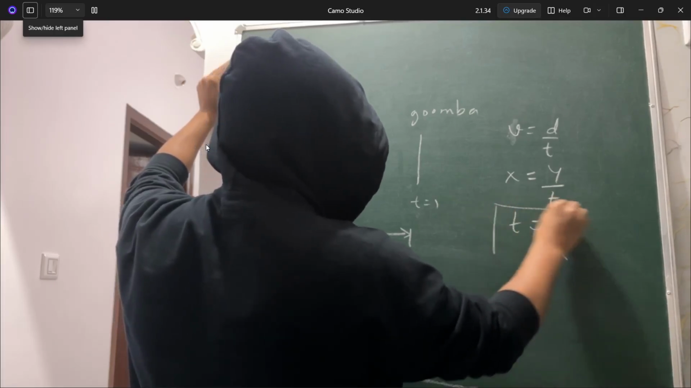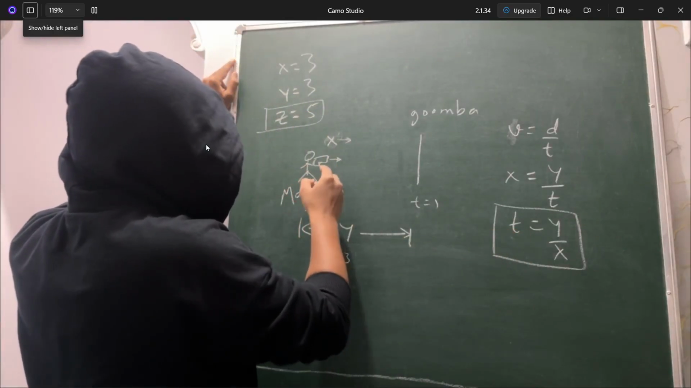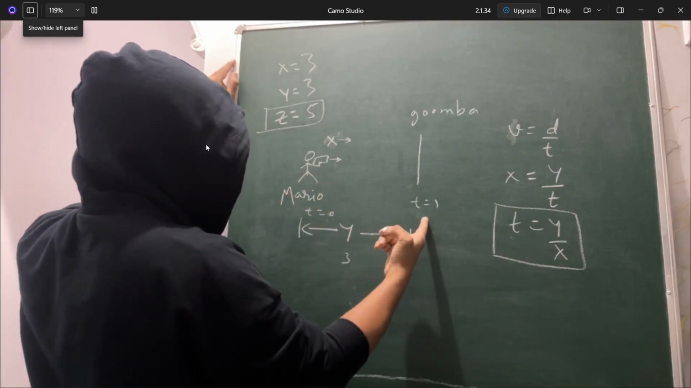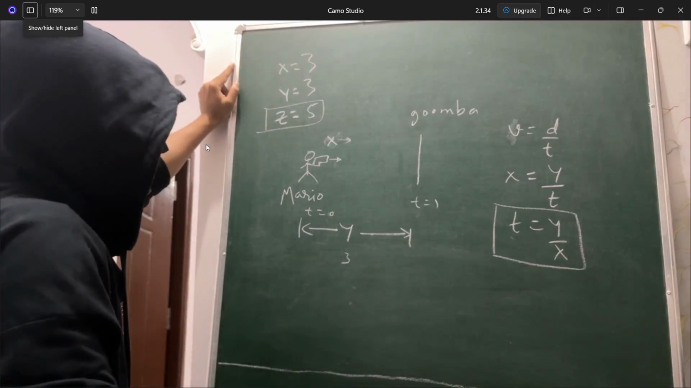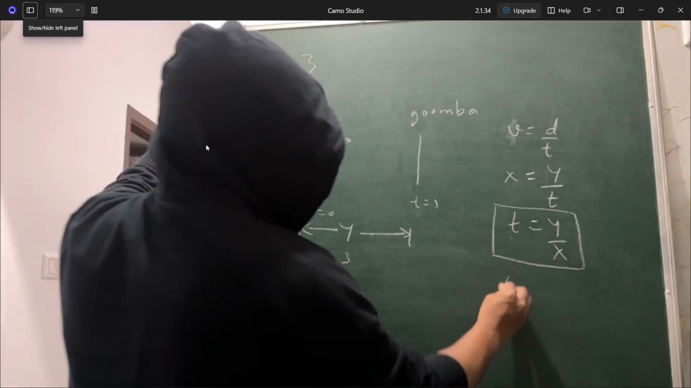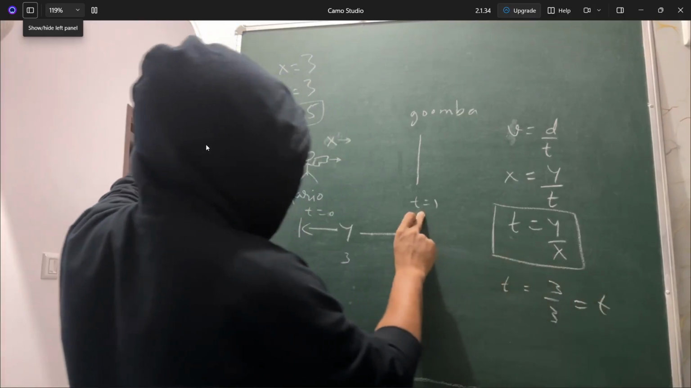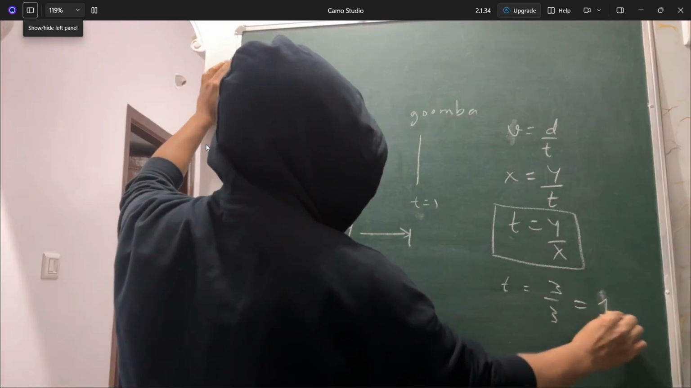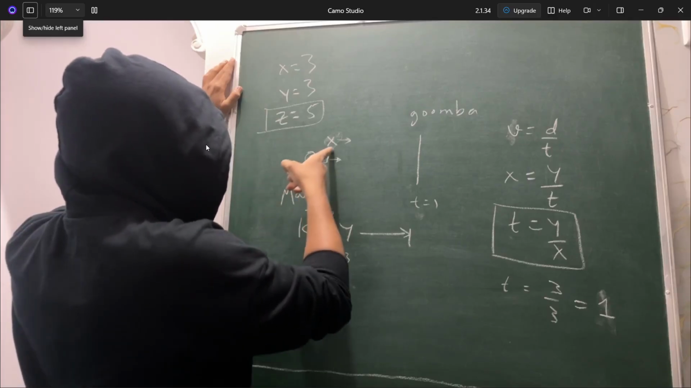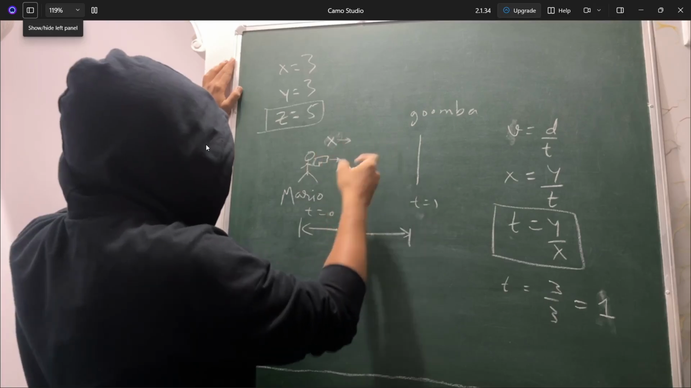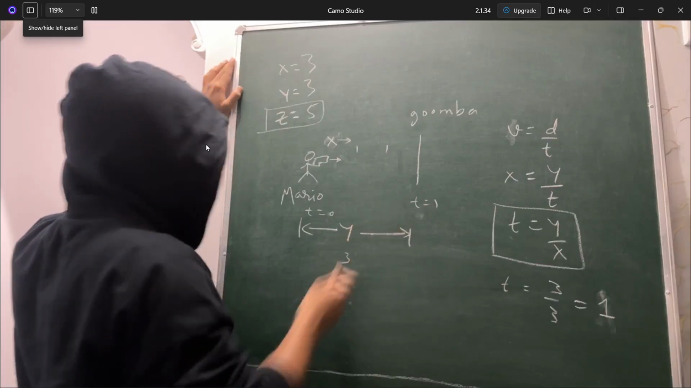Once we find the time, this time will be the time for the bullet to travel from Mario to the Goomba, the given distance. If we apply this formula, time will be y is 3, x is 3, which equals 1, which we also got from analyzing: when he shoots at time equal to 0, it will travel 3 pixels per second. So at 1 second it will be reaching.